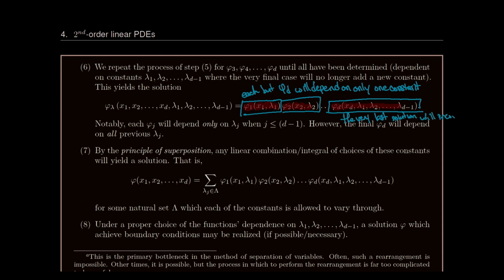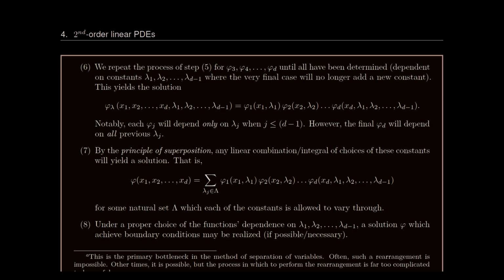We'll incorporate all lambda 1 to lambda d minus 1 constants. So we'll have one fewer number of constants than our total number of dimension that we can work over. So that's going to be our final solution. We're just going to multiply all of those together. That'll be a general solution in the sense that general means up to constants, right?